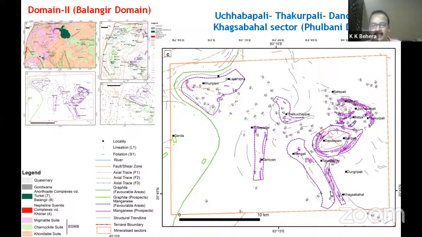It's a complex terrain, so we need to study the structure in detail. We have used the available structural data of Geological Survey of India. So further detailed study can be done, because it's quite regional scale, and further detailed study, large scale mapping kind of things, can be taken up in this area to understand the regional structure as well as the disposition of manganese or graphite in this area.